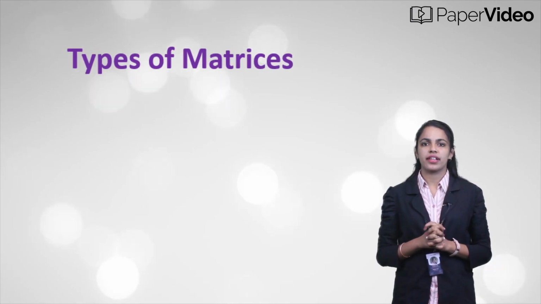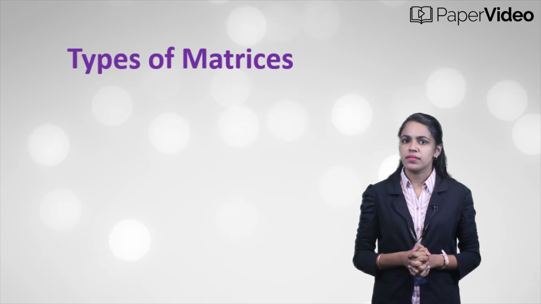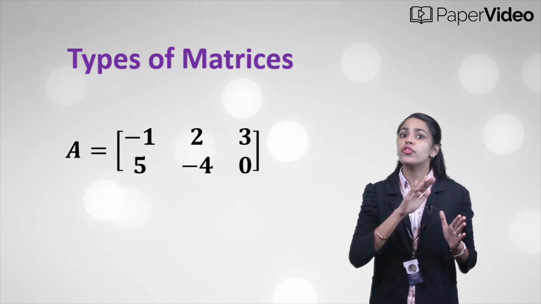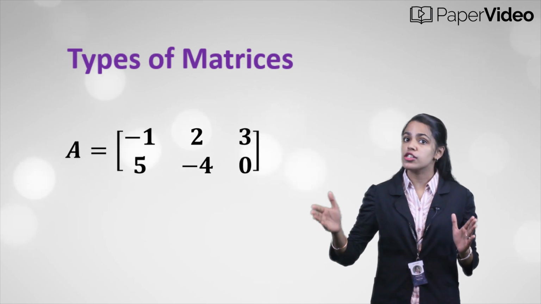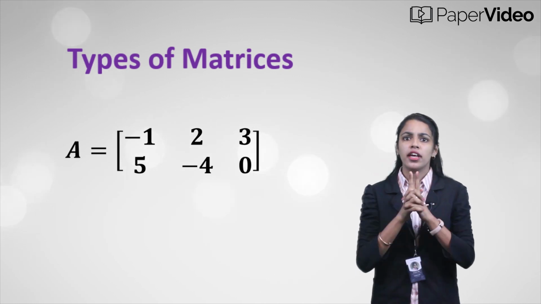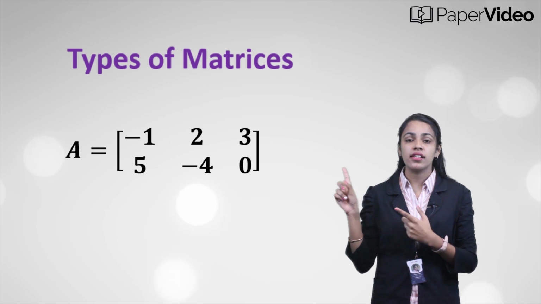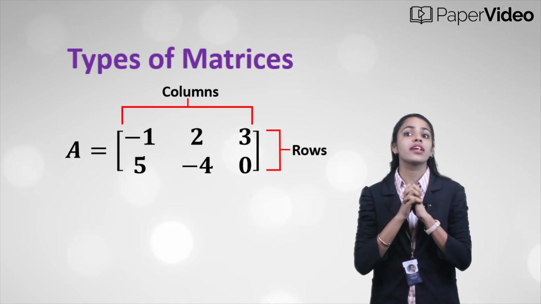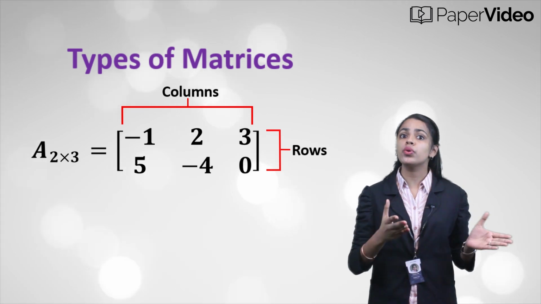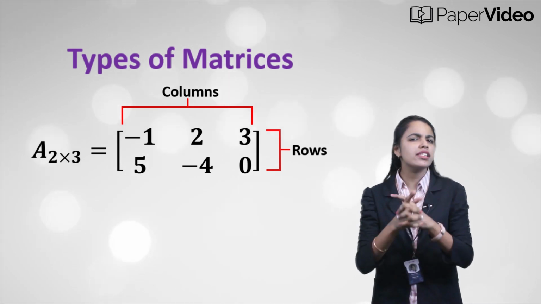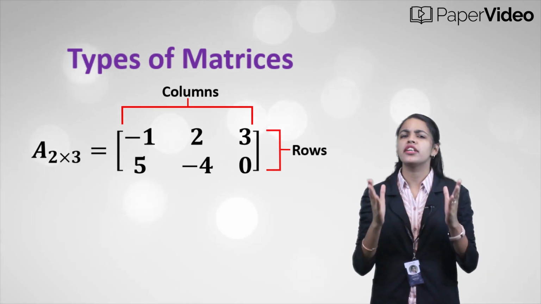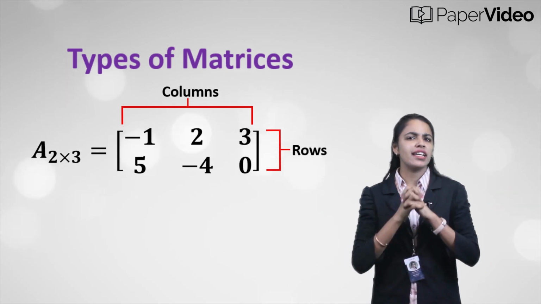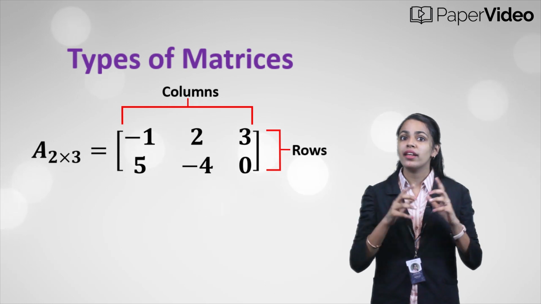Types of matrix. What is a matrix? A rectangular arrangement of numbers in the form of rows and columns is known as a matrix. Here, A is a matrix having 2 rows and 3 columns. So, matrix A is of order 2 into 3. Based on certain properties, we can define some different types of matrices. Let us understand them one by one.